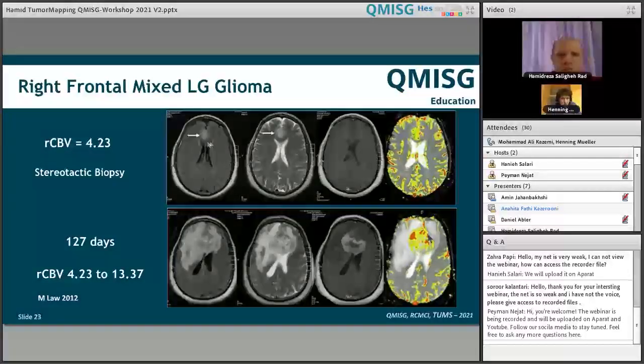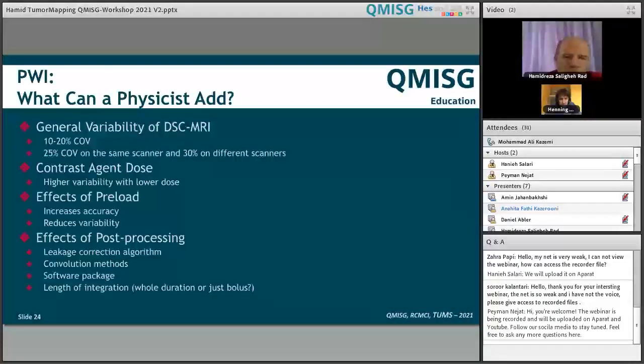So sorry, I was disconnected. The Adobe Connect jumped out, so I just redid Adobe Connect. So as you see, this relative cerebral blood volume jumps to a much higher number, showing a recurrent tumor for the right frontal mixed low-grade glioma that is now a recurrent tumor.